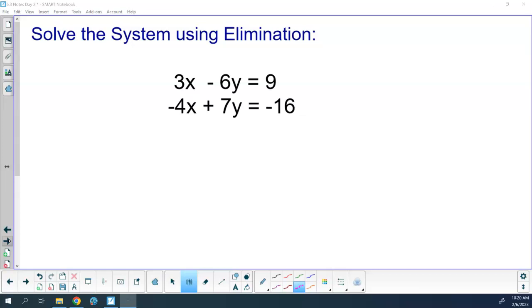Does it matter which variable you eliminate first? Nope, doesn't matter. So the way that you do your problem may not be the same as the way that your neighbor does their problem. May not be the same way that I do this problem up here.